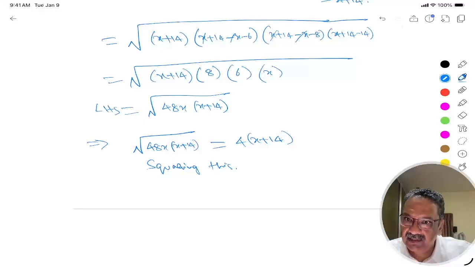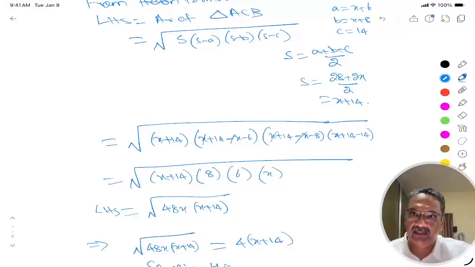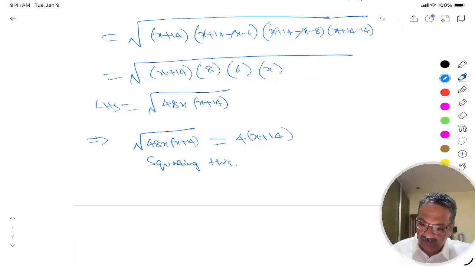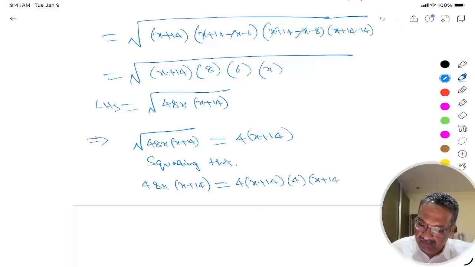Did I make any mistake? Just a minute. No, this is right. Now what we'll do is squaring this. I get 48x into x plus 14 is equal to 4 into x plus 14 into 4 into x plus 14.